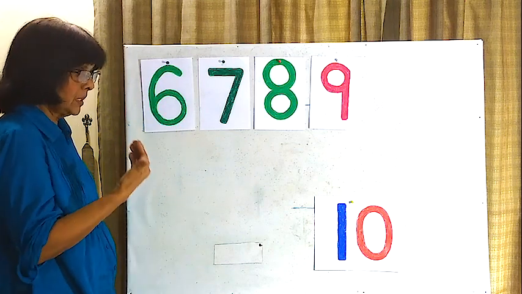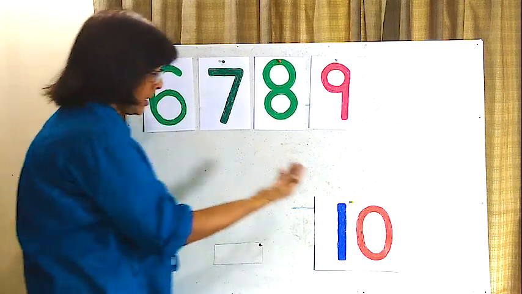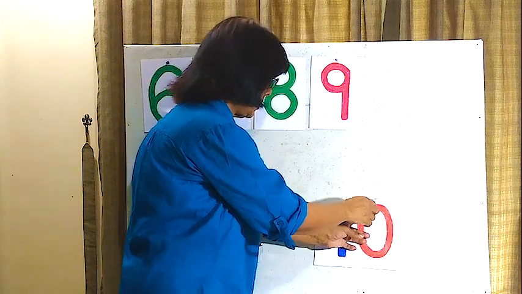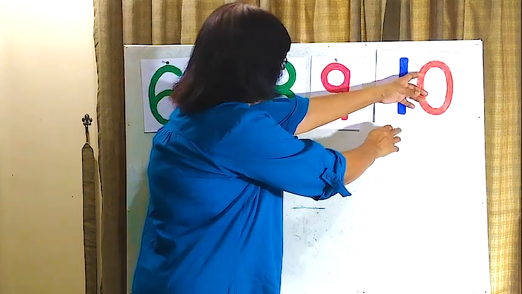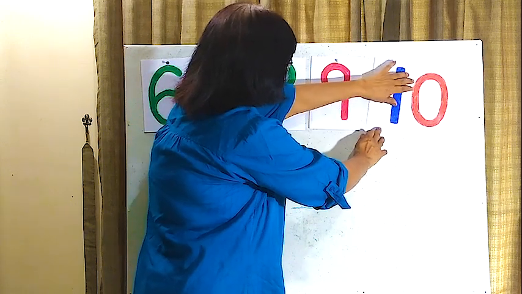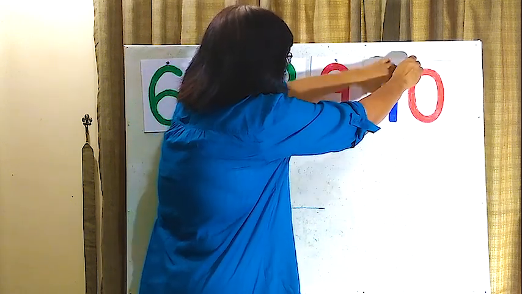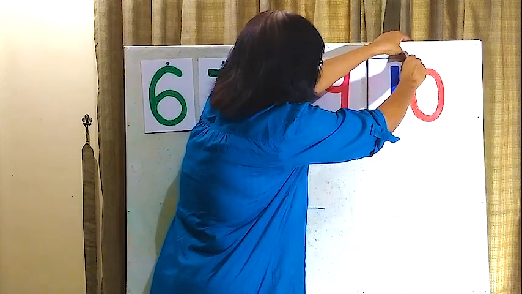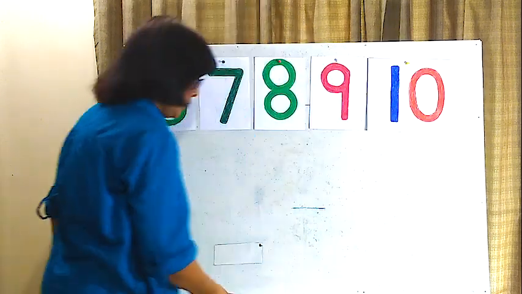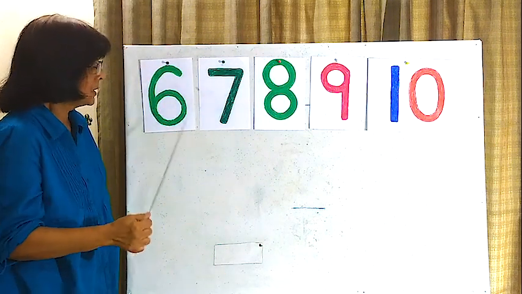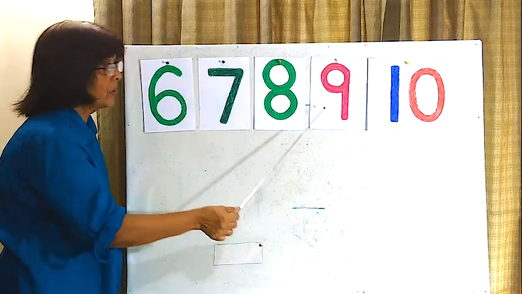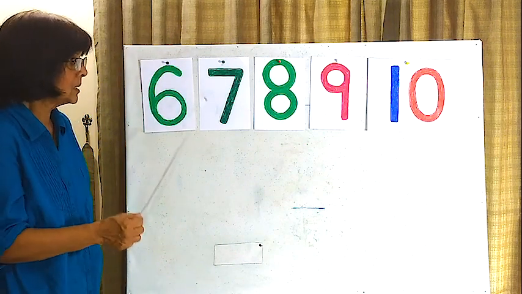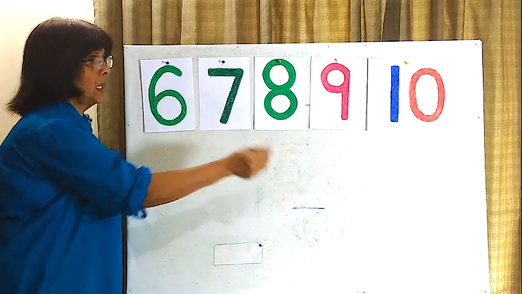Then after 9, here is number 10. After 9, number 10. Now all the numbers are in order from 6 to 10. Here 6, 7, 8, 9, 10. Now it is correct. 6, 7, 8, 9, 10.